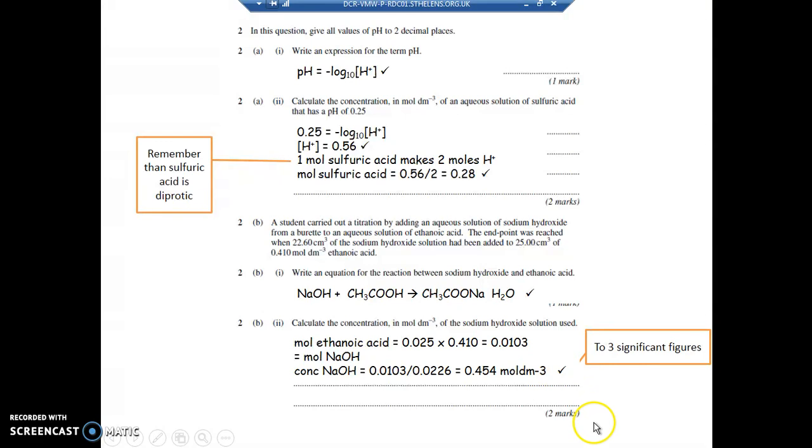It's to 3 significant figures. The reason it's to, you forget about the 0 to the left, and then you start counting the significant figures. 1, 2, 3. 3 significant figures. The reason for that is because 0.410 is to 3 significant figures.